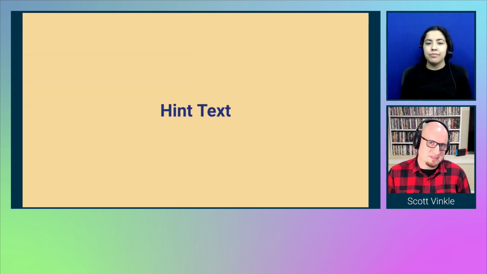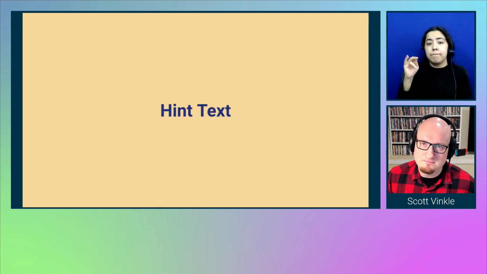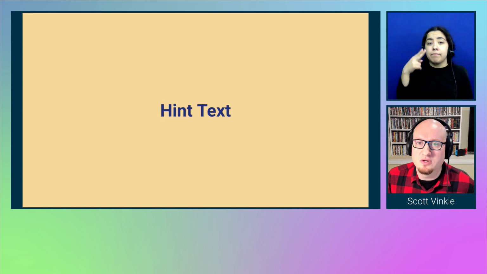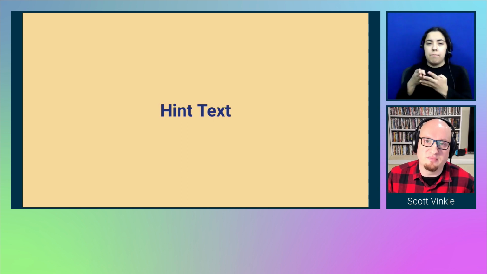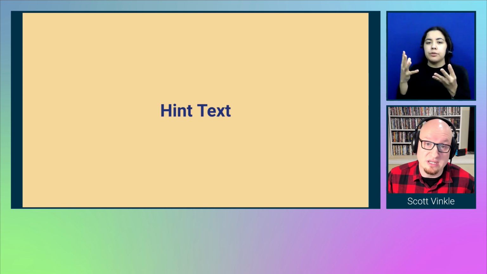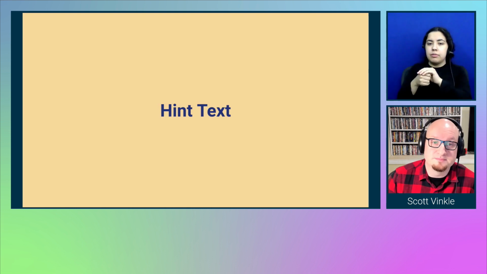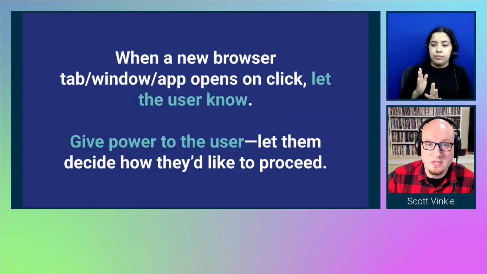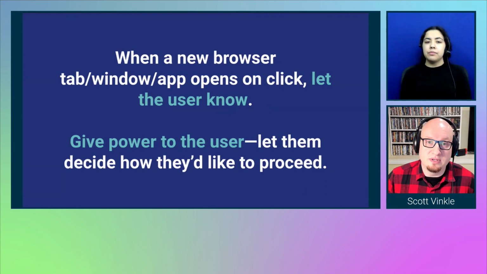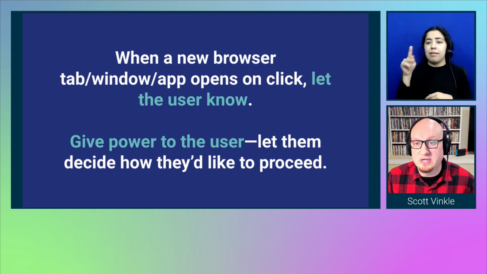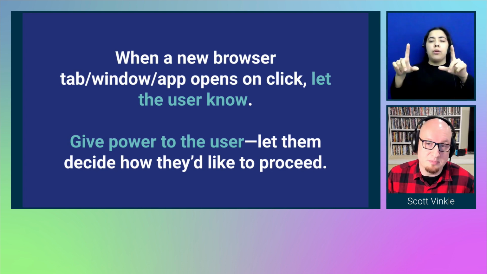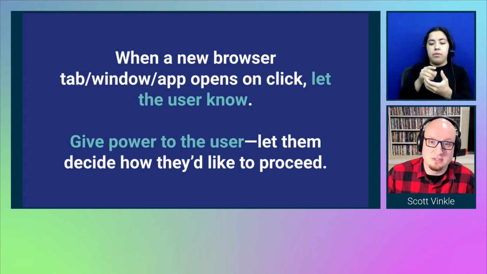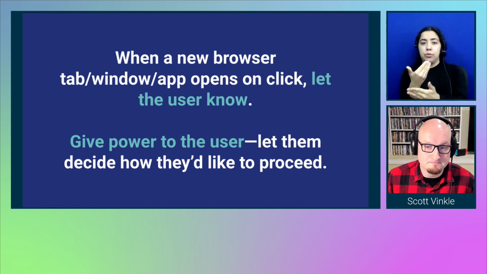So let's discuss hint text. So hint text in the context of where I'll be using it is a method to provide additional information that is visually hidden from sighted users. So this scenario is also quite common on the web. The idea is if a link opens a new browser tab or window, or if the app control takes the user out of the current app, it's best practice to inform the user of this end result.